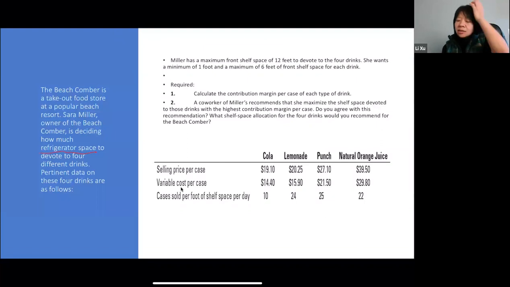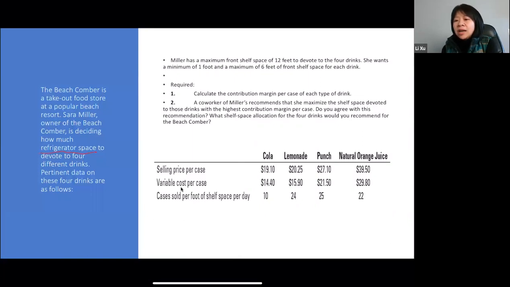So let's look at it here. Here you have this constraint. You have limited resources. Just imagine, if you have a very small store, you only have one big fridge. So you have to decide what type of drinks you want to put in it. Here you have 4 different drinks: a Coke, lemonade, punch, and orange juice. Now you have to decide which one you are going to put in your fridge and how many you need to put. Okay.